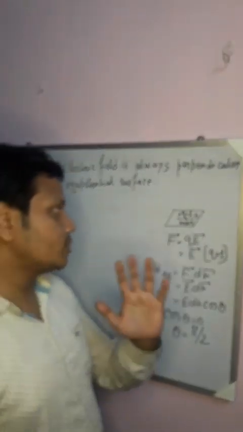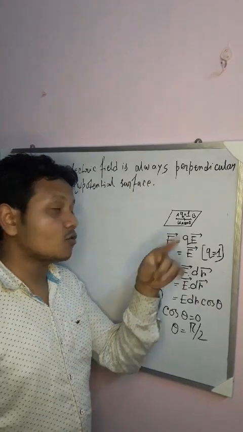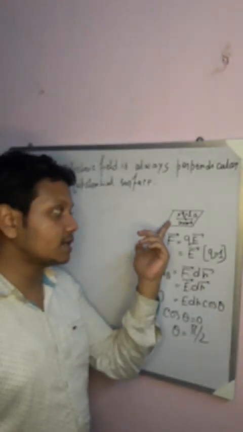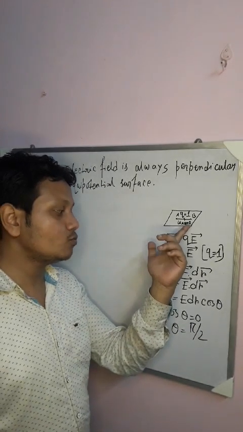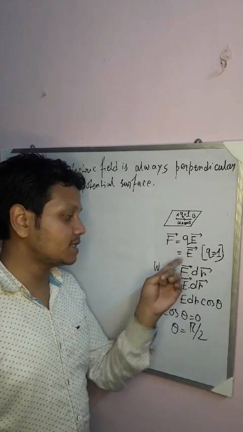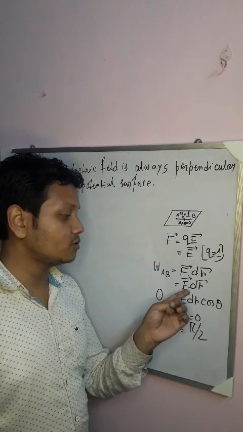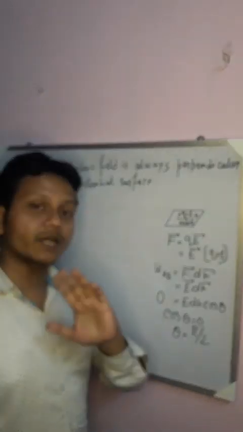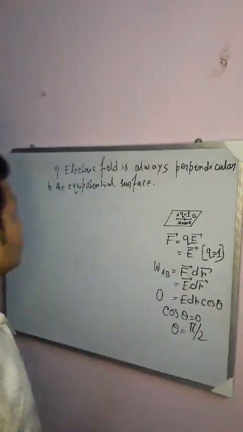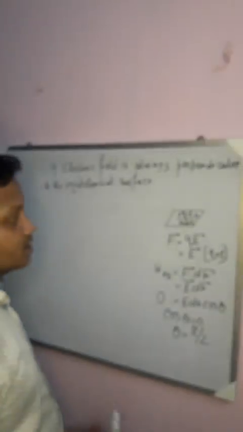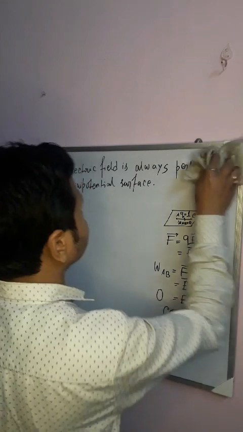So to prove it, we consider unit amount of charge. So what will be the force? For unit charge, the force will be electric field. So what will be the work done in taking the charge from A to B? Simply F dot dr, that is E dot dr. And we also know that the work done is 0. So E dot dr is 0. That means E is perpendicular to dr. Okay. So electric field is always perpendicular to the equipotential surface. Okay. So this is the second property.